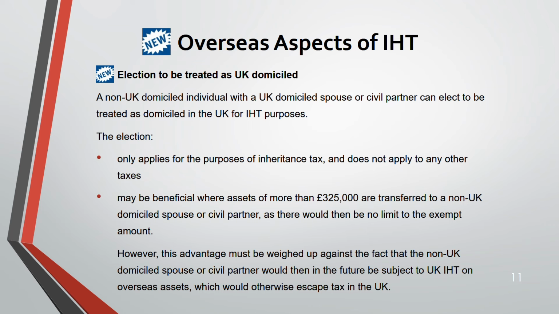The fact is that if you elect to be treated as UK domicile, in the future you will be subject to UK IHT on worldwide assets. If you were non-UK domicile, you would have escaped the tax in UK. Now you can't escape the tax in UK in the future. So this disadvantage you have to weigh against the benefit of transferring more than 325,000 with that exception. Now let us do question.